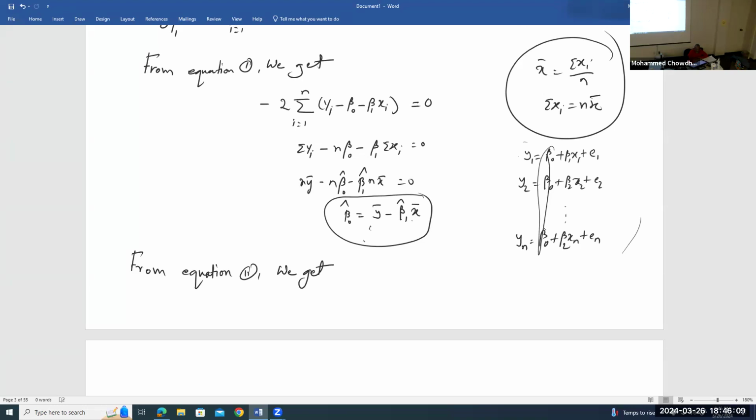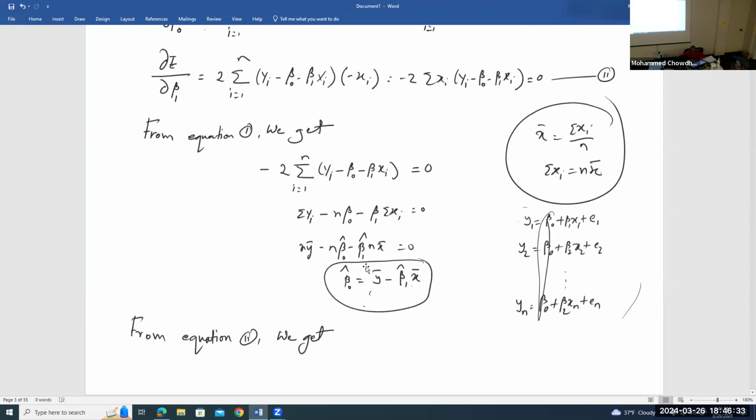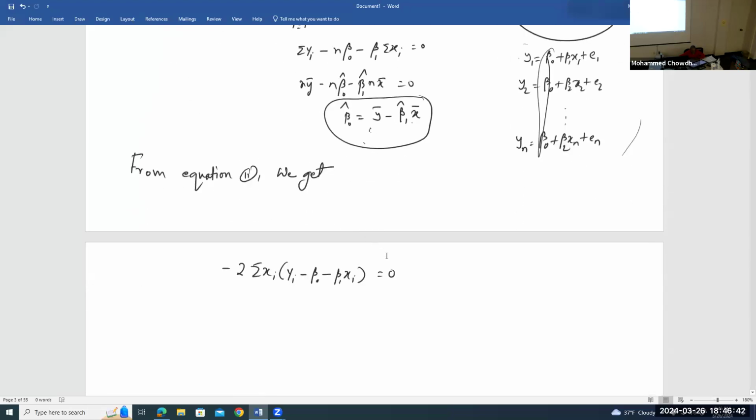We got these things. Now how can I get the beta 1? I can get the beta 1 from the second equation. From the second equation, I have -2 sum of xi (yi minus beta 0 minus beta 1 xi) equal to 0. This is what I have from the second equation. Let me multiply these things. We have sum of xi yi, and then we have beta 0 sum of xi, then we have beta 1 sum of xi square equal to 0.